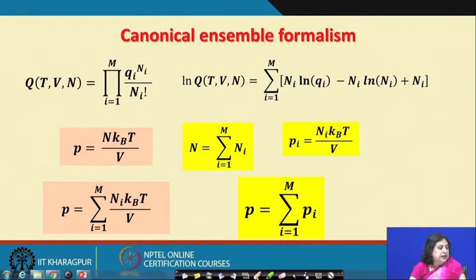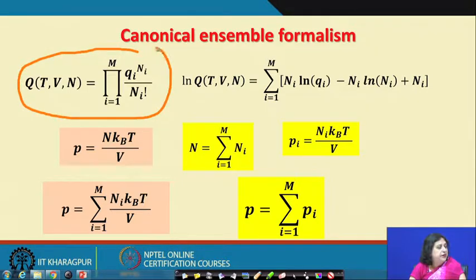Once I understand this, what I find is that I have achieved the following. I started by saying that this is an ideal gas mixture. I have M different types of particles, therefore I could write the canonical partition function like this, and then I derived the total pressure of this ideal gas mixture as this, where N is nothing but this quantity. So, let us put this back in this expression, and this is what you are going to get.